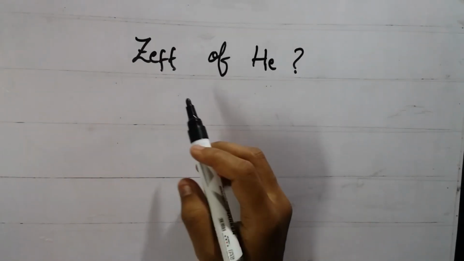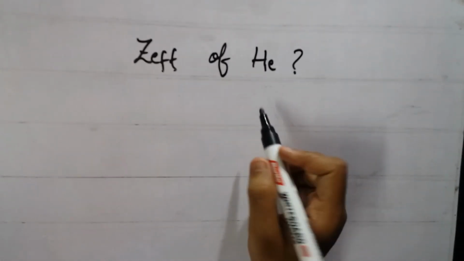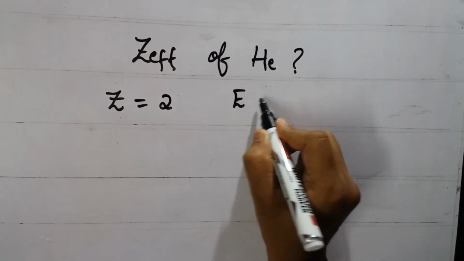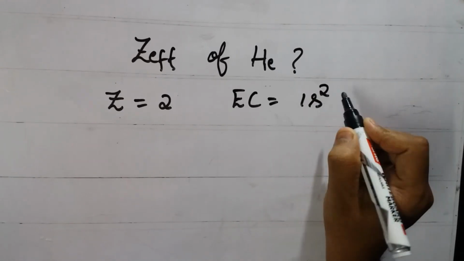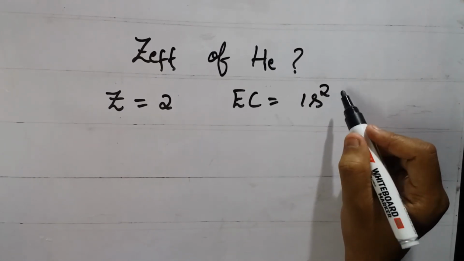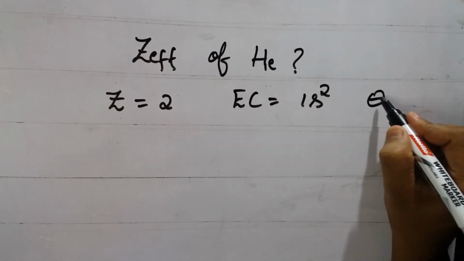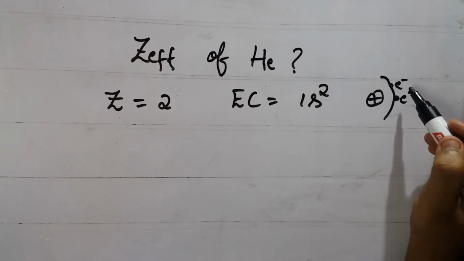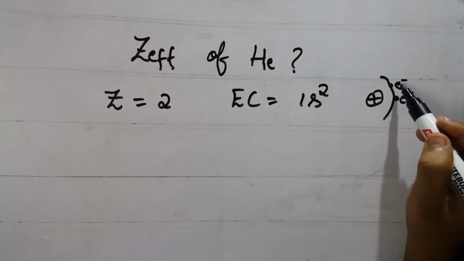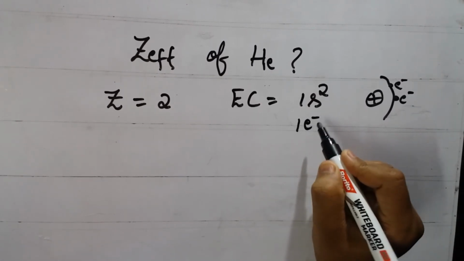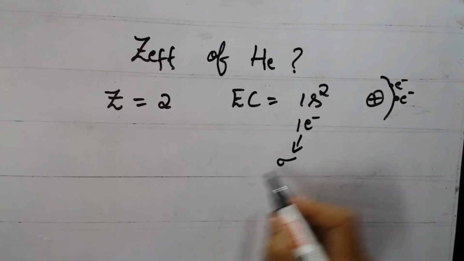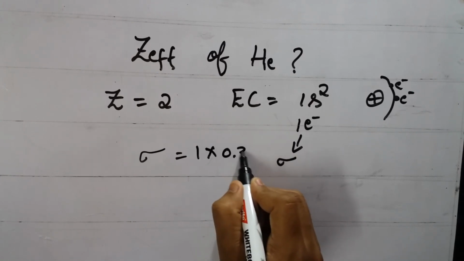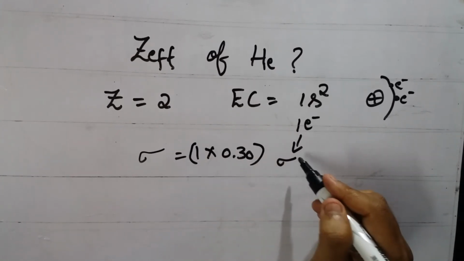Calculate the Z effective, that is the effective nuclear charge, of helium. We know that Z, the atomic number of helium, is 2. The electronic configuration would be 1s2. The nucleus contains 2 electrons, and we have to calculate the effective nuclear charge experienced by one of the electrons. Hence only one electron contributes to shielding. Therefore sigma equals 1 into 0.30, where 0.30 is the contribution of this electron.